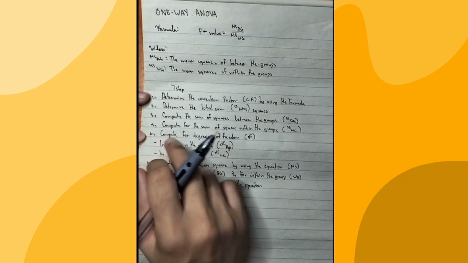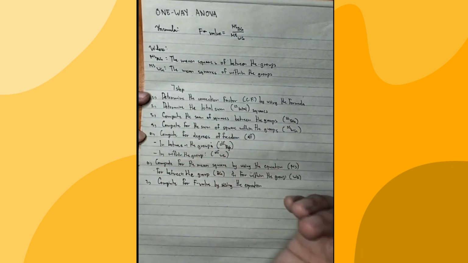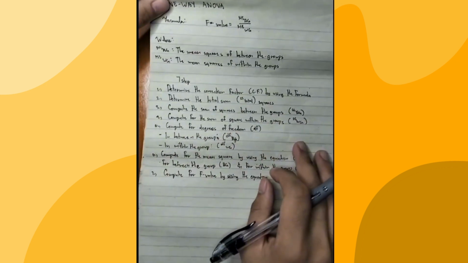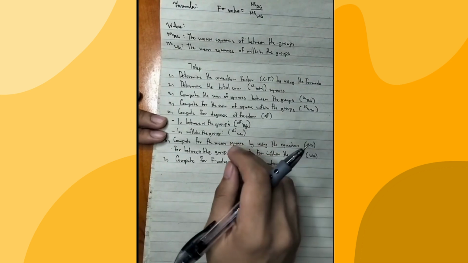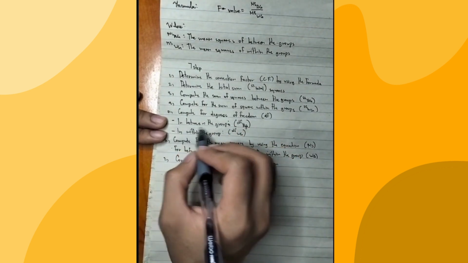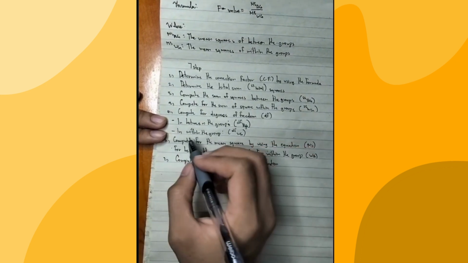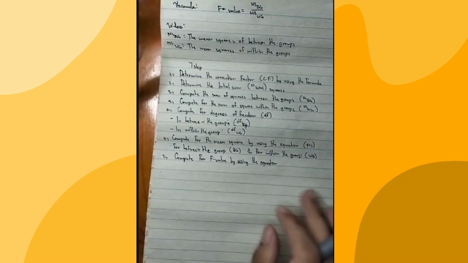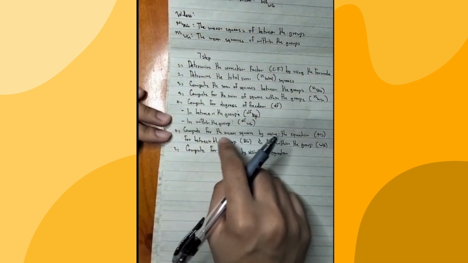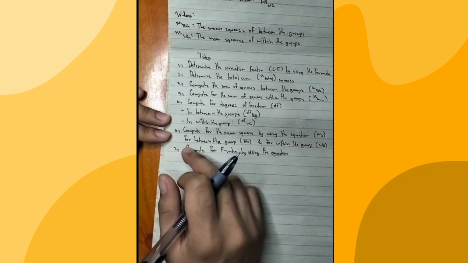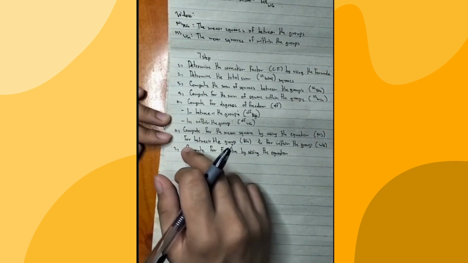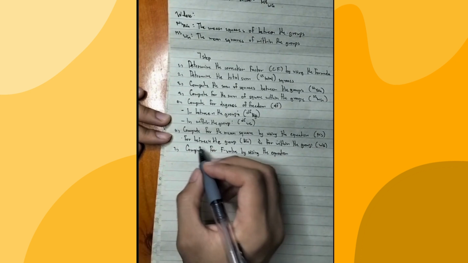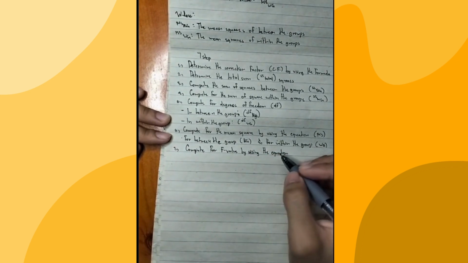5th, compute the degrees of freedom or the DF. In computing the degrees of freedom, it includes the between the groups or DFBG and the within the groups or DFWG. 6. Compute the mean square by using the equation or the MS. And then it also includes the between the groups or the BG and within the groups or the WG.